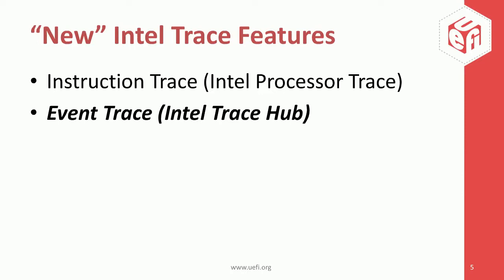On the newer Intel silicon, and I'll be more specific about what I mean by new later, there are really two major flavors of trace. Instruction Trace, which is code execution, and an example of that is the Intel Processor Trace, or IPT. And then Event Trace, which is not code execution, but actual events happening on the platform. And that's enabled by the Intel Trace Hub.